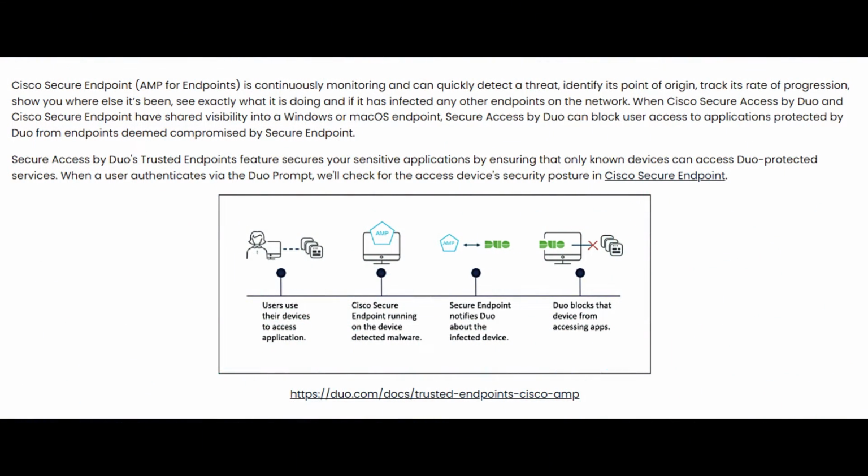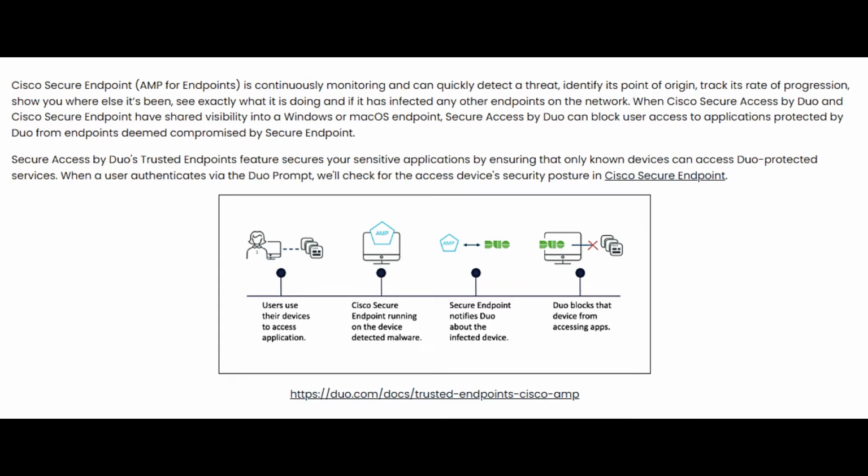All right, so Cisco Secure Endpoint, formerly known as AMP for Endpoint, is continuously monitoring and can quickly detect a threat, identify its point of origin, track its rate of progression, and show you where else it's being seen. See exactly what it is doing and if it has infected any other endpoint on the network. When Cisco Secure Access by Duo and Cisco Secure Endpoint have shared visibility into a Windows or macOS endpoint, Secure Access by Duo can block users' access to applications protected by Duo from endpoints deemed compromised by the Secure Endpoint.